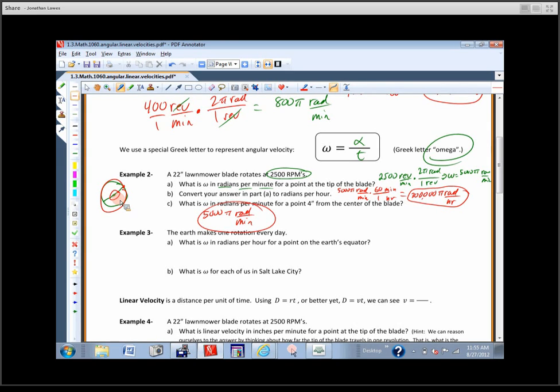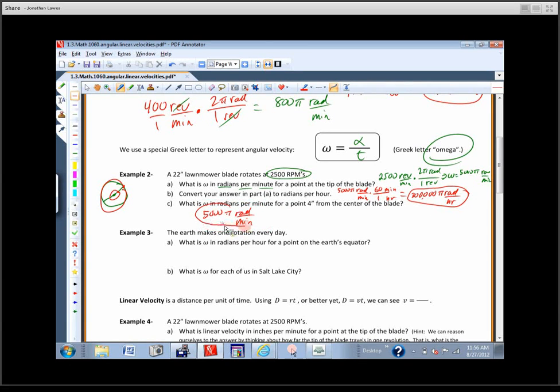Okay? They're all going to go around. They're going to spin, turn through the same angles at exactly the same rate. Does that make sense? It doesn't have anything to do with how big the circle is. Okay? So angular velocity really isn't that bad, is it? It's pretty easy, isn't it? Okay, so let's take a look at the next problem.